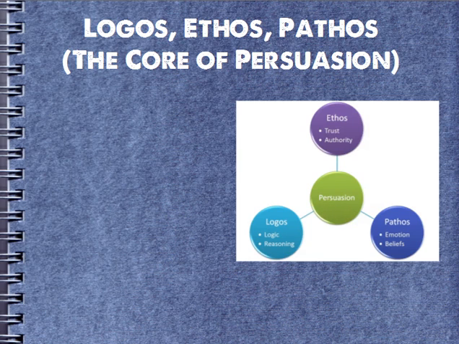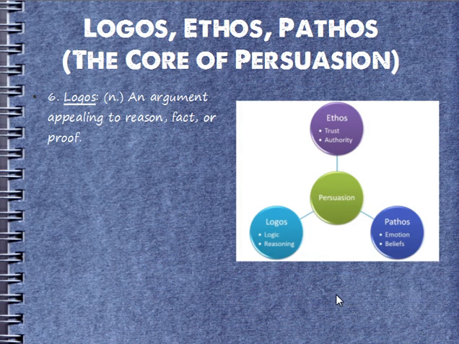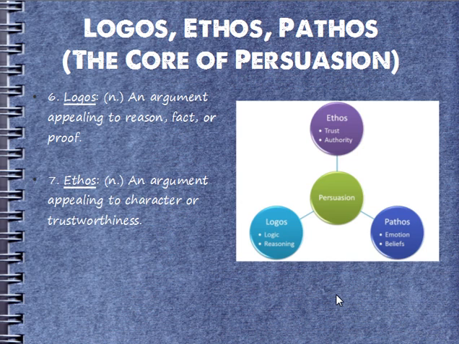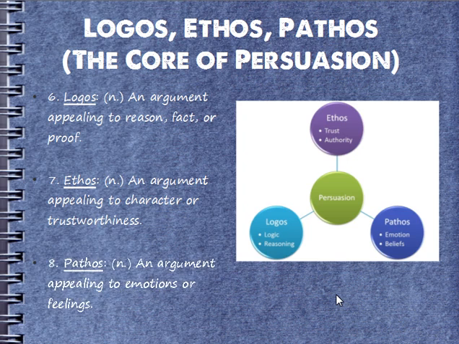So here are your words and your definitions. Number 6, logos, noun, an argument appealing to reason, fact, or proof. Number 7, ethos, a noun, an argument appealing to character or trustworthiness. And number 8, pathos, noun, an argument appealing to emotions or feelings. We'll see plenty of examples in class, so go ahead and write down your definitions. Pause the video until you're done. That's it.